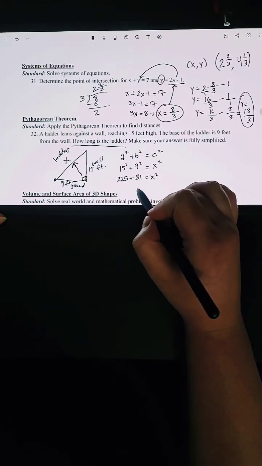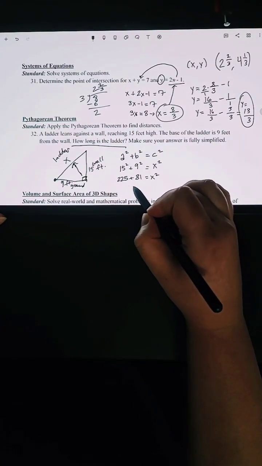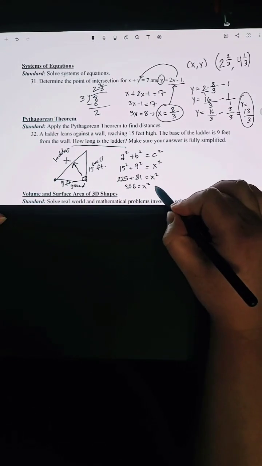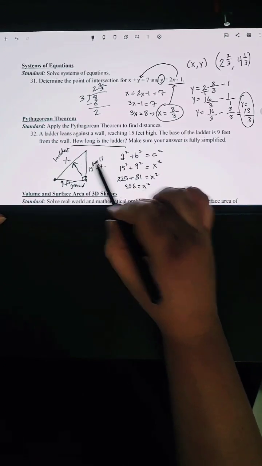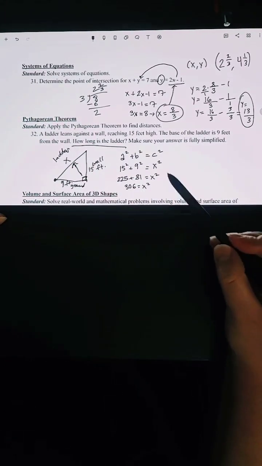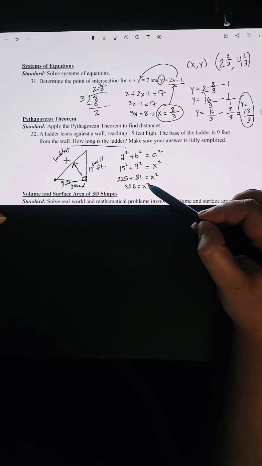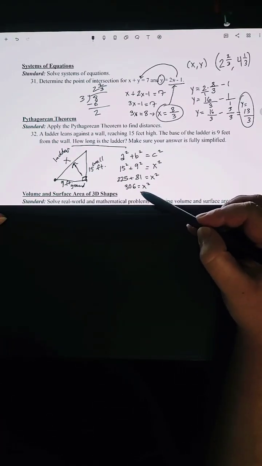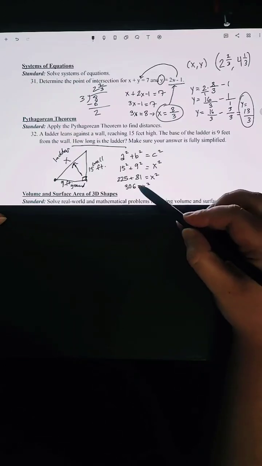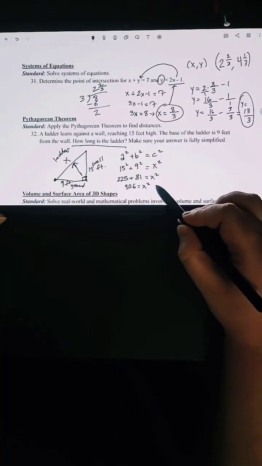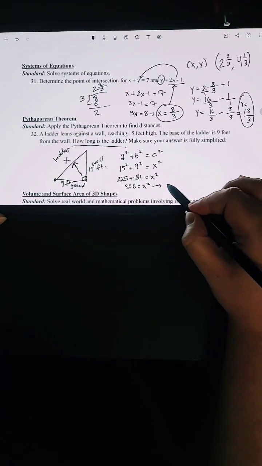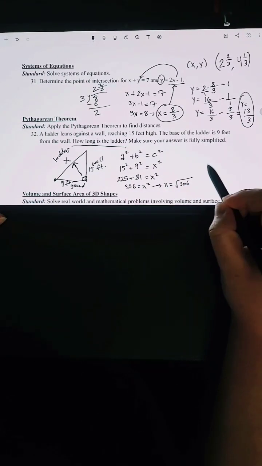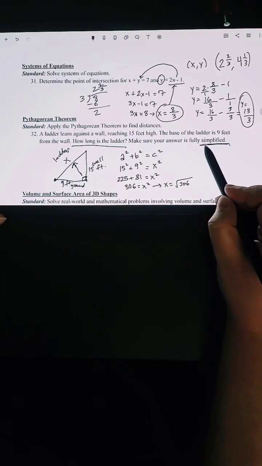So then I have to add these up. That would be 306 is equal to x squared. And remember, I'm solving for x, not x squared. So I have to get x by itself by doing the opposite operation to move the little 2, which is square rooting each side. That's going to give me that x is equal to the square root of 306, but then remember it said to fully simplify.